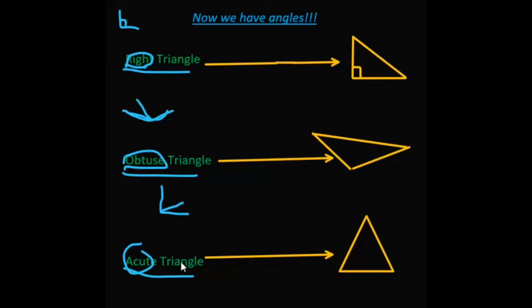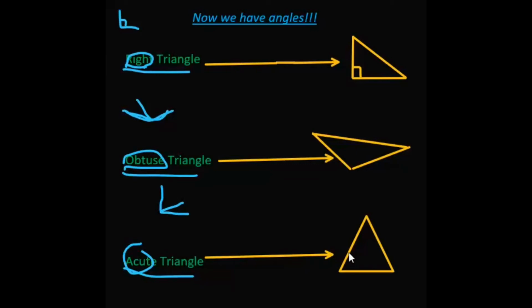An acute triangle looks like this. This is again an equilateral triangle, but this one has three acute angles. So this is called an acute triangle. Triangles can only be defined as acute triangles if they have all three angles acute. See here? This one has only two acute and one obtuse, so that's why it's called an obtuse triangle. But this one has all three, so that means this one is an acute triangle.